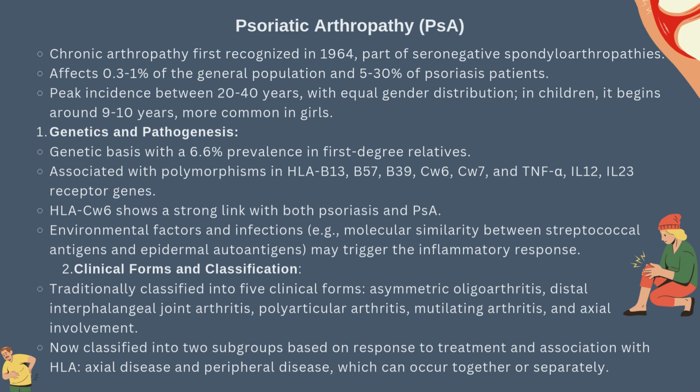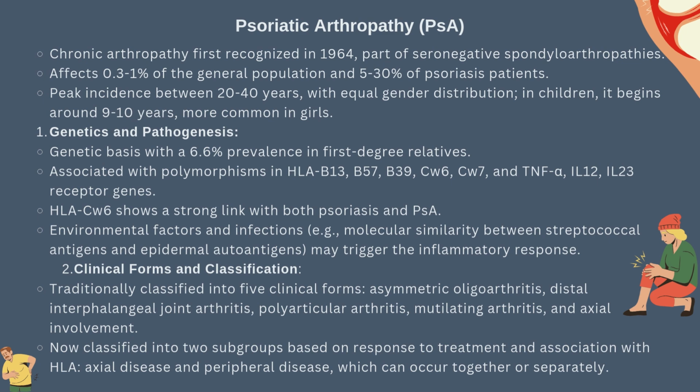Genetics and pathogenesis. Genetic basis with a 6.6% prevalence in first-degree relatives, associated with polymorphisms in HLA-B13, B57, B39, CW6, CW7, and TNF-alpha, IL-12, IL-23 receptor genes. HLA-CW6 shows a strong link with both psoriasis and PsA. Environmental factors and infections, e.g., molecular similarity between streptococcal antigens and epidermal autoantigens, may trigger the inflammatory response.